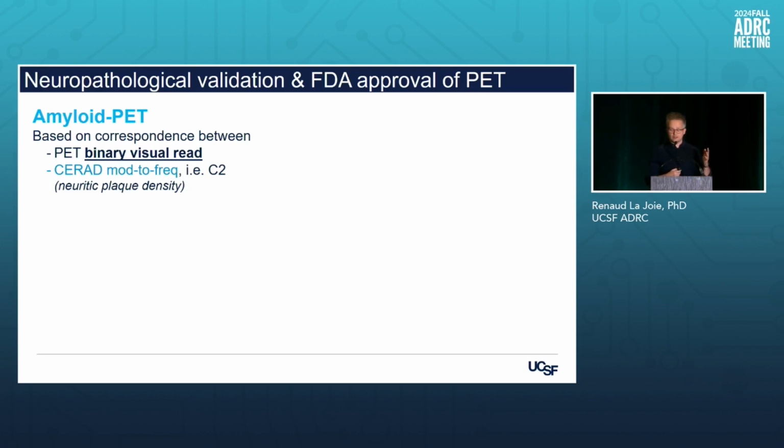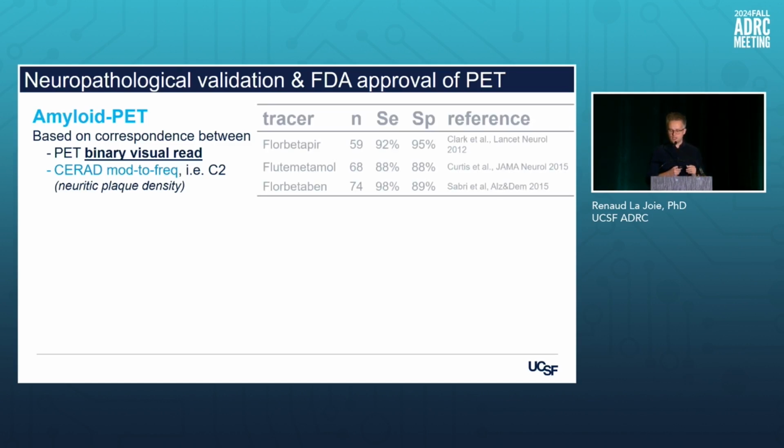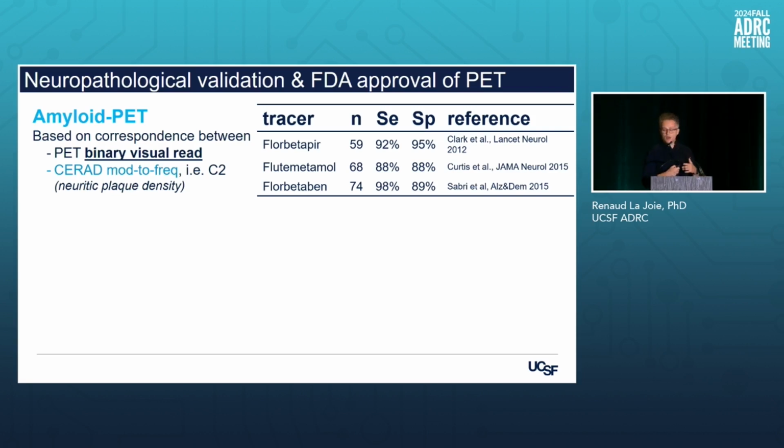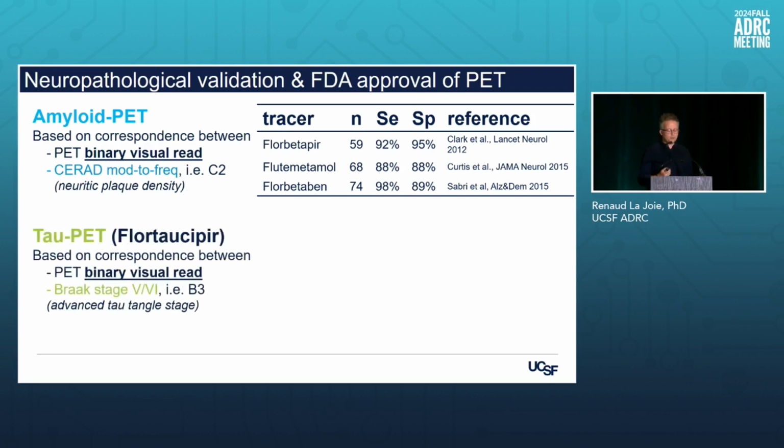Amyloid PET was validated and approved by the FDA based on a few studies that were all based on a visual binary read of the amyloid PET scan, and the standard of truth, the gold standard, was neuropathological evaluation of amyloid and specifically neuritic plaque density. And you can see that these studies all showed high sensitivity and specificity of the visual read to detect those neuropathological stages. Tau PET followed the same pattern, for now with flortaucipir being FDA approved.